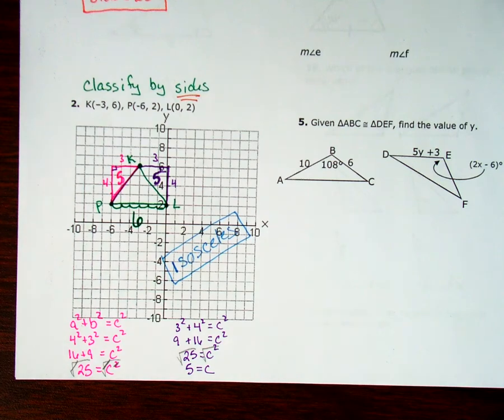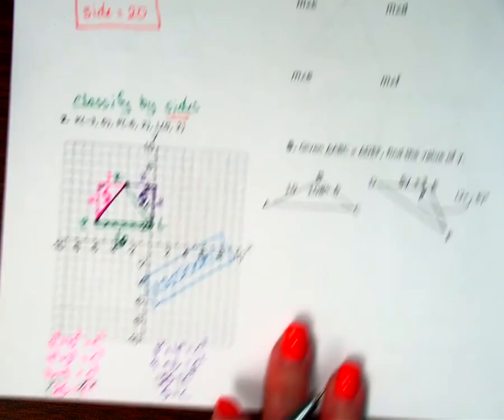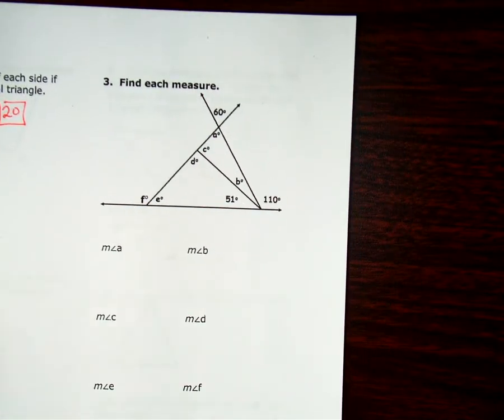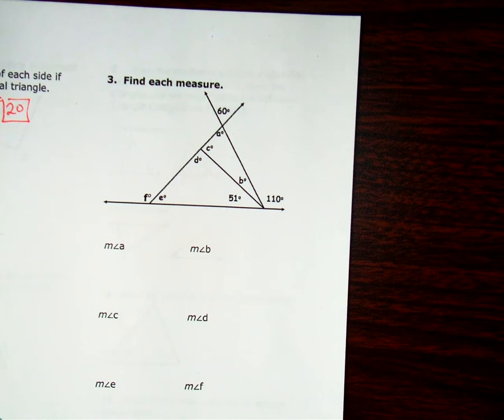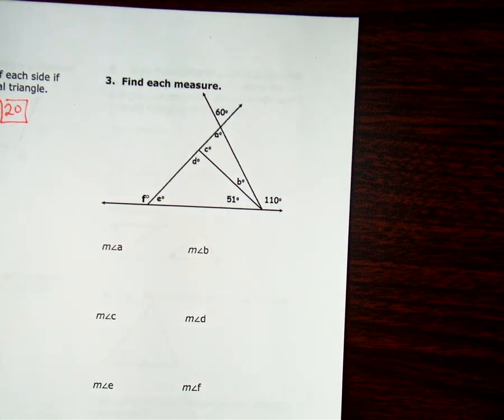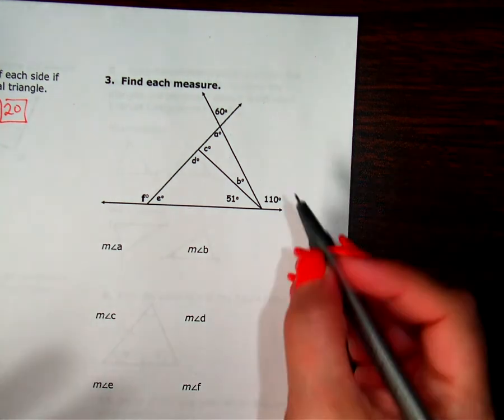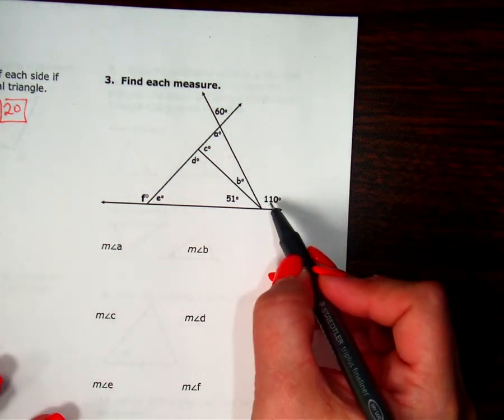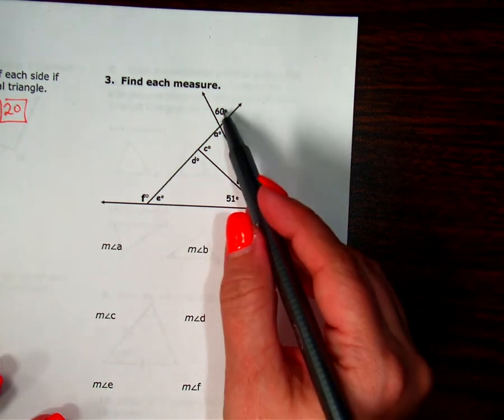Hi, welcome back. So we're continuing on with our Unit 3 review, and we're going to move on to this triangle here where it wants me to find each measure. I do have a lot going on here, so I'm going to take it a little bit at a time. First of all, the only numbers I have are a 51 here, a 110 here, and a 60 here.